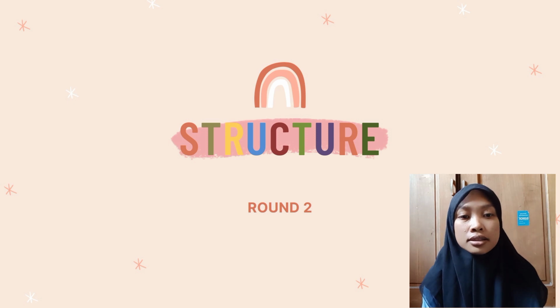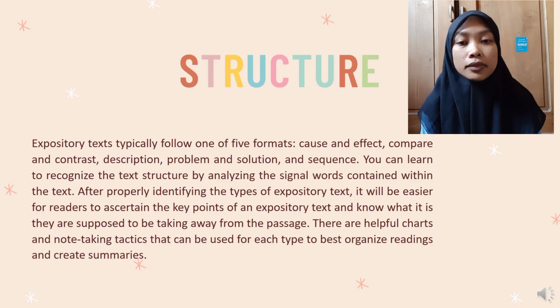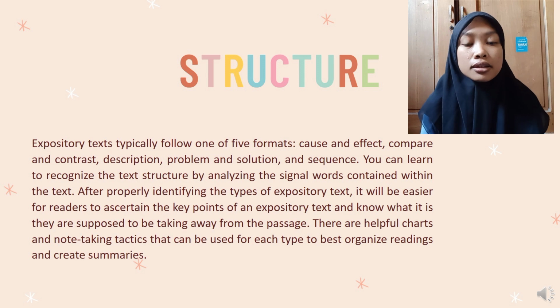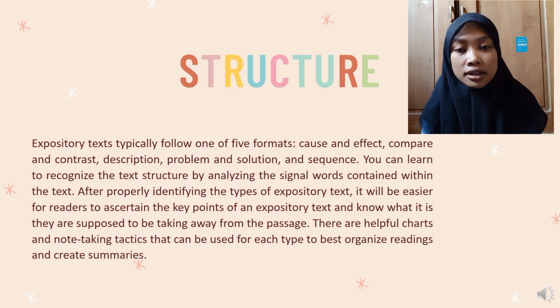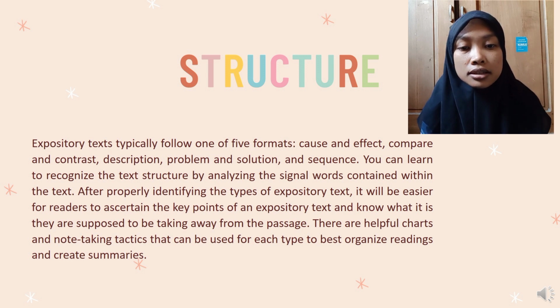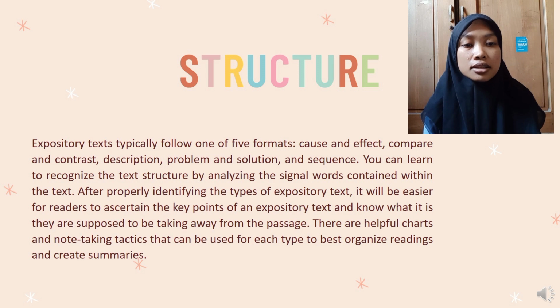Next is the structure of expository text. Expository texts typically follow one of 5 formats. So expository text has 5 formats: cause and effect, compare and contrast, description, problem and solution, and sequence. And you can learn to recognize the text structure by analyzing the signal words within the text.